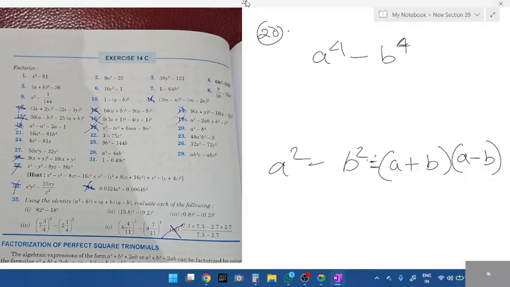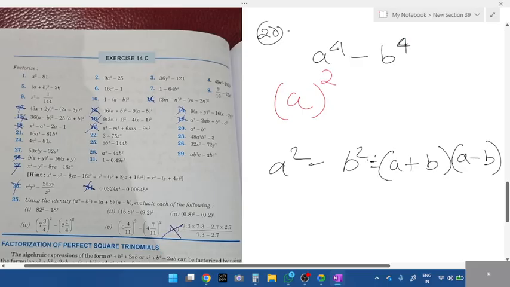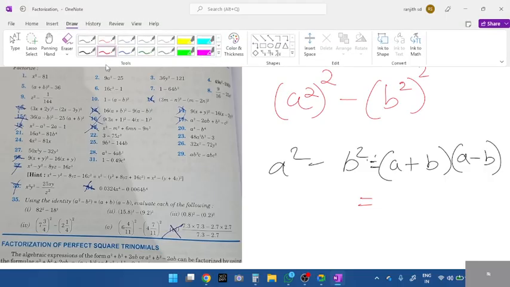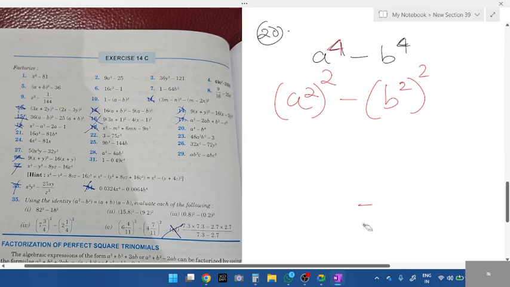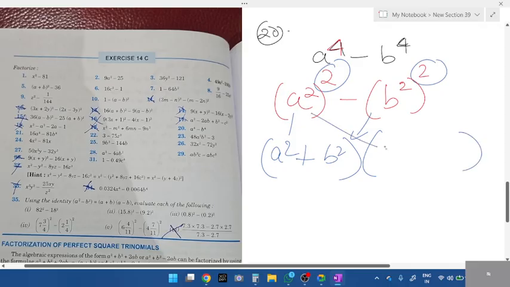Now convert this. How do I write this? The maximum value should be 2 outside. So what should I write inside so that you get a4? 2. Very good. Next, for b, 2. Now let us apply this formula. What is a plus b into a minus b? See, if you are getting confused, students, we converted to the maximum power 2 outside. After that, just take a square plus the other one. Tell me the next one: a square minus b square, that's it.